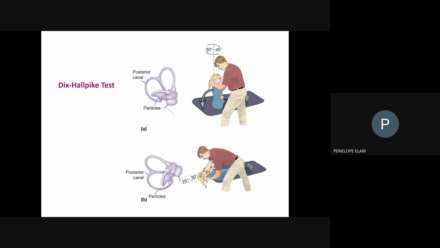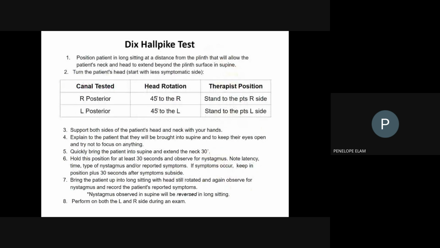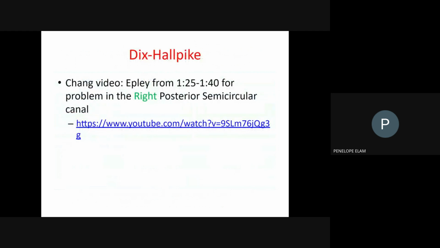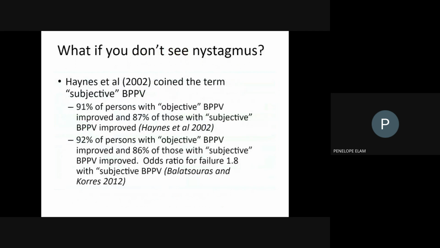Okay, I'm going to skip these slides for now because we're actually going to teach you how to do the Dix-Hallpike in lab. But the big thing that I want you to get out of it is that with the Dix-Hallpike, we're looking at anterior or posterior canal involvement, and we're trying to figure out whether it's upbeating or downbeating nystagmus. Upbeating nystagmus is going to be posterior canal involvement. Downbeating is going to be anterior canal. The other thing we want to pay attention to is if it's greater than 60 seconds, it's a cupulothiasis. If it's less than 60 seconds, it's a canalithiasis.